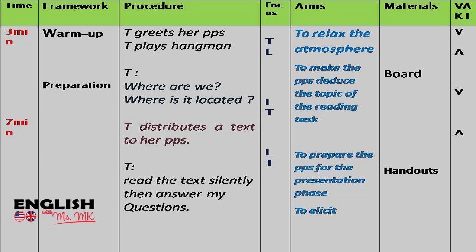The aim of this phase is to make my pupils deduce the topic of the reading task. Here, you can integrate any skill you want in a grammar lesson, a listening or a reading task. In my case, I introduced a reading task. So, to prepare my pupils for the reading task, I'm going to ask two questions only. Where are we, my dear pupils? They're going to say classroom or school or anything. Where is it located? Where is your school located? You may elicit from your pupils some answers, and they're going to guess the topic of the reading task.